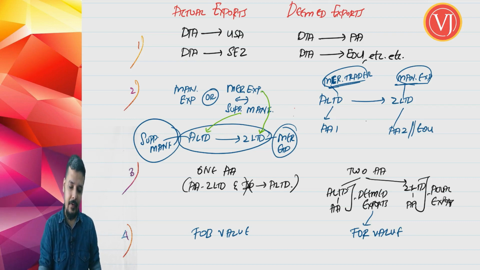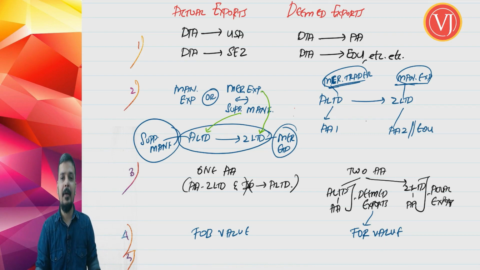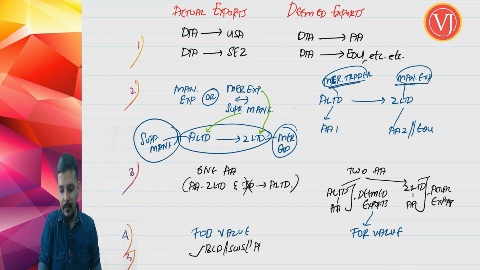And friends, the last difference. When you are going by advance authorization, the benefit is not paying import duty. You are not paying BCD, social welfare surcharge, protective duty, anti-dumping duty, safeguard duty. You are also not paying IGST and compensation cess. But the benefit of not paying IGST and compensation cess is only up to 31st of March 2021.